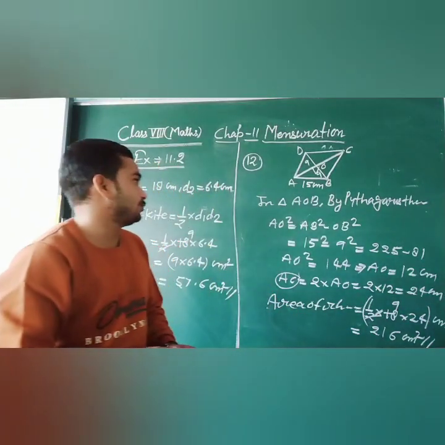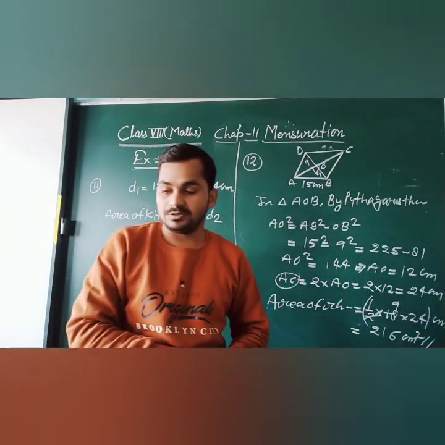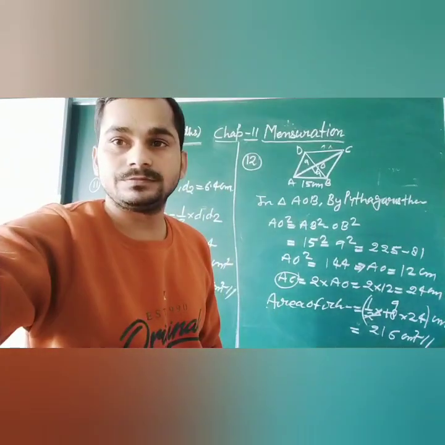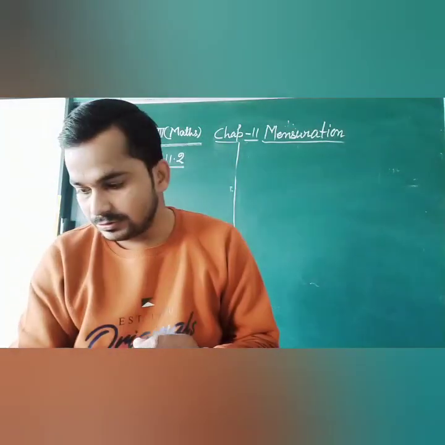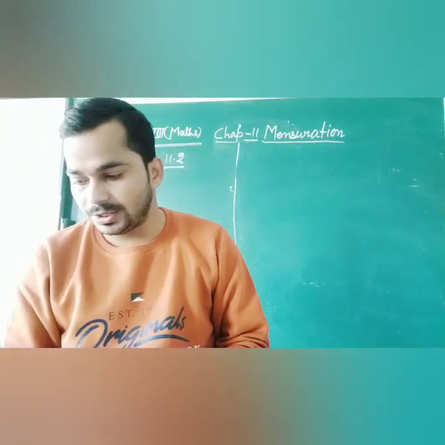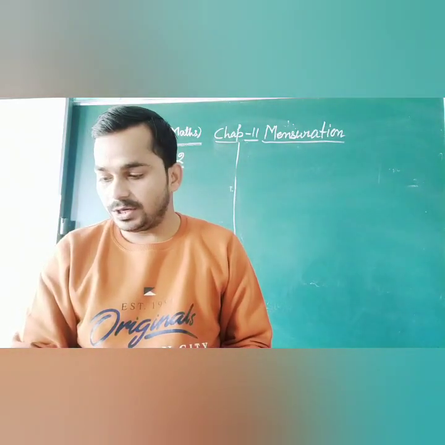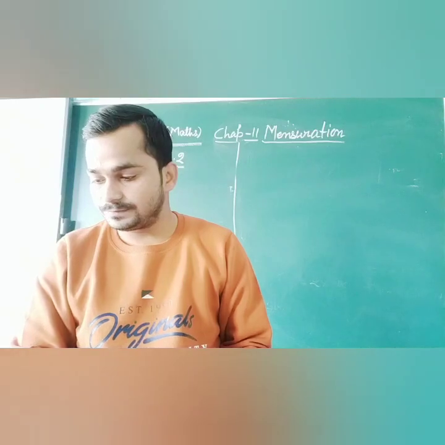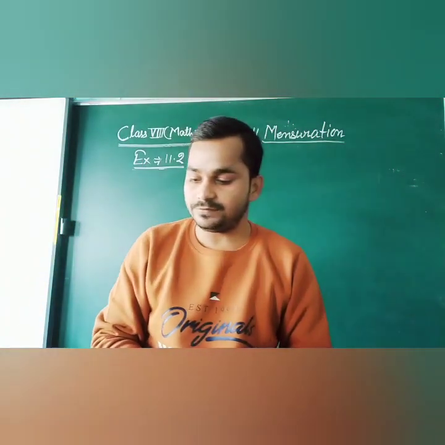This time we have to solve the questions based on rhombus and trapezium. Now question number 13. The area of a rhombus is given as 394 meter square, and one of its diagonals is given as 24. What is the perimeter of the rhombus? So solve the question by yourself.